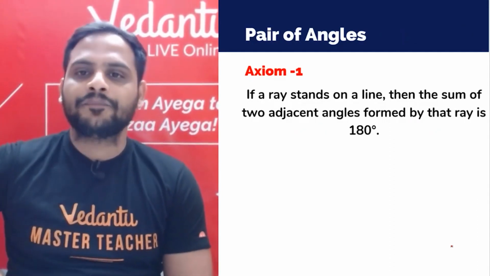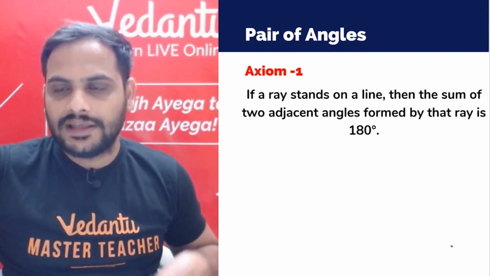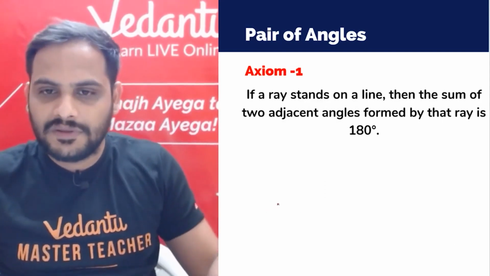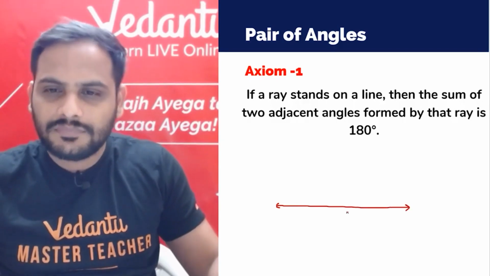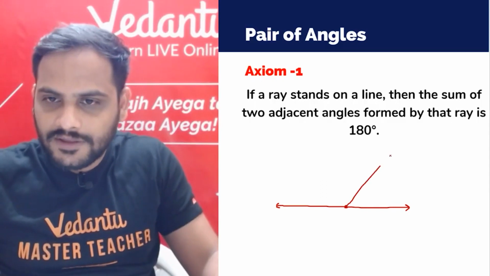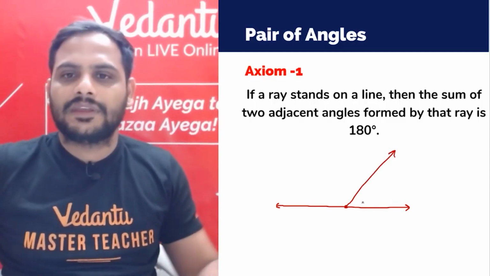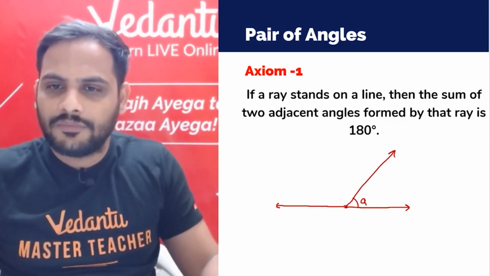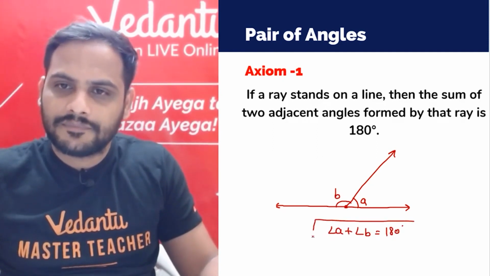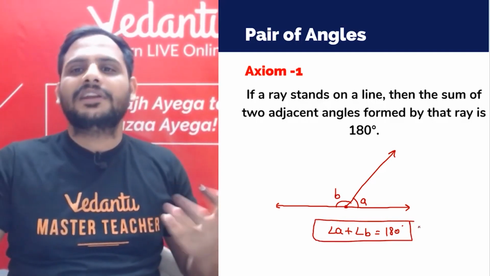So first axiom, if a ray stands on a line, the sum of the two adjacent angles formed by that ray is 180 degree. That means suppose if I have a line, and if I choose a point here on the line, and from that point if I draw a ray, then the two adjacent angles formed A and B, I can say angle A and angle B will be equal to 180 degree. Okay? Because they are forming a linear pair.